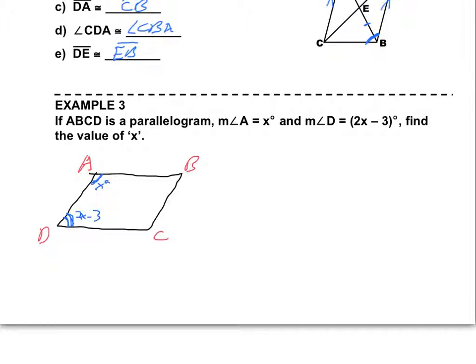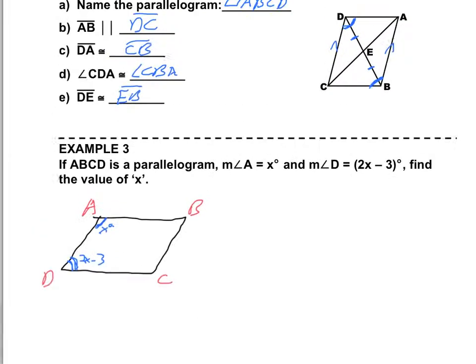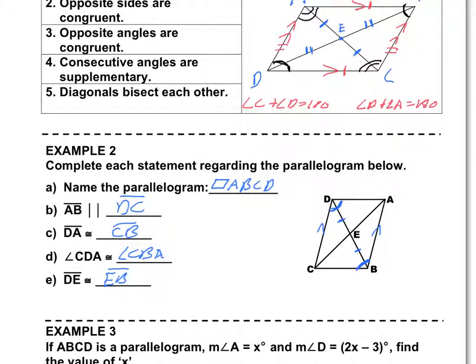angles? Remember, angle A and angle D are consecutive angles because they're right next to each other on the shape. Be sure not to get confused between consecutive and congruent. You really have to listen to the words, right? If these are consecutive angles, the property right up here tells me that consecutive angles are supplementary.